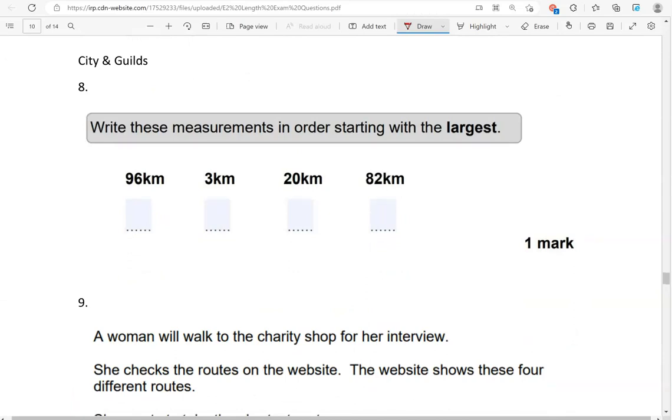Write these measurements in order, starting with the largest. So we've got 96 kilometers, 3 kilometers, 20 kilometers, and 82 kilometers. We've got the same unit, kilometers, so all we have to do is compare the numbers. We're starting with the largest. So we've got 96, 3, 20, 82. 96 is the largest. Then we have 82. Then 20, then 3.